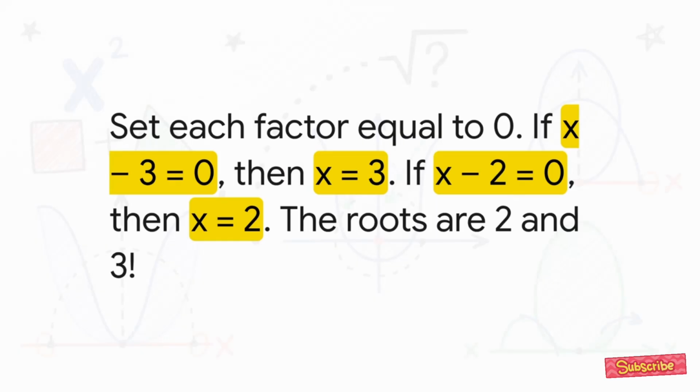And now for the magic trick. Think about this. If you multiply 2 things together and the answer is 0, what does that tell you? It means one of those things had to be 0. There's just no other way. So either the x minus 3 part equals 0, which would mean x must be 3, or the x minus 2 part equals 0, which would mean x is 2. And just like that, we found our two roots. The solutions are 3 and 2.